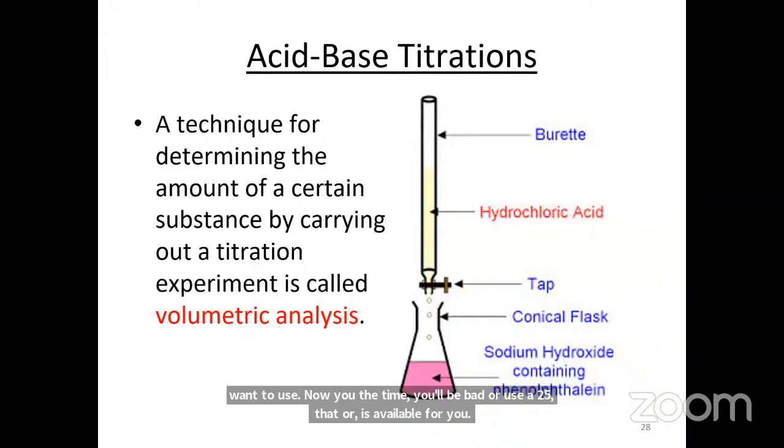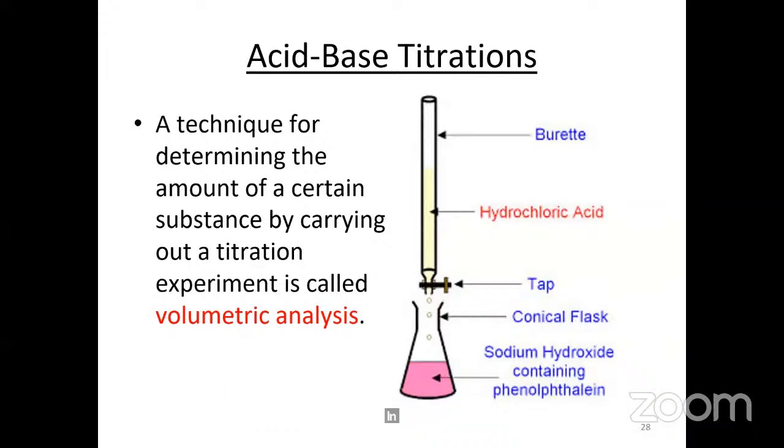Okay. Just like I said earlier, we open the tap and release gradually into the conical flask. The conical flask with the base also contains phenolphthalein. Phenolphthalein is the indicator, because one of the beauties of titrimetry or titration analysis is that we determine when we need to stop the reaction by a change in color.